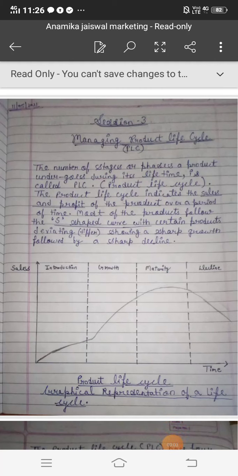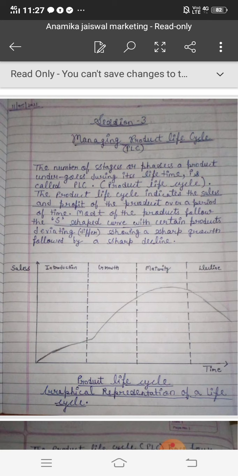Good morning all. In today's class of marketing, I am going to start session 3. The name of session 3 is Managing PLC. Here PLC stands for Product Life Cycle. So we will study what is PLC. PLC stands for Product Life Cycle. As its name suggests, it's the life cycle of a product.